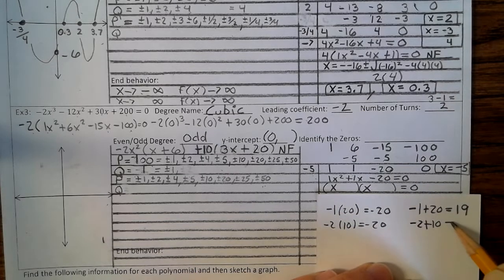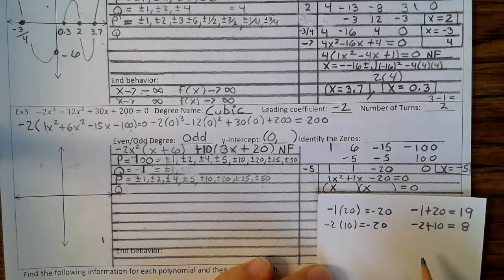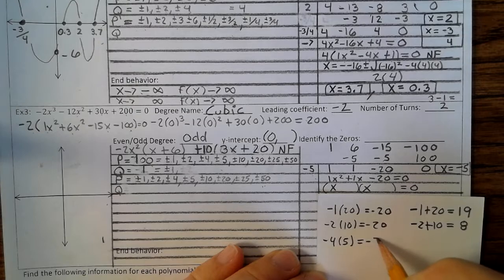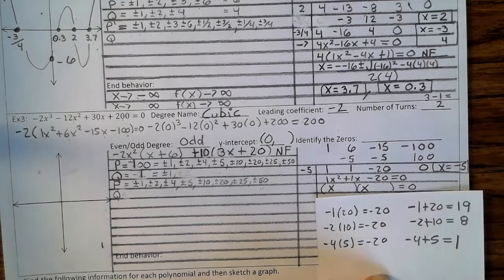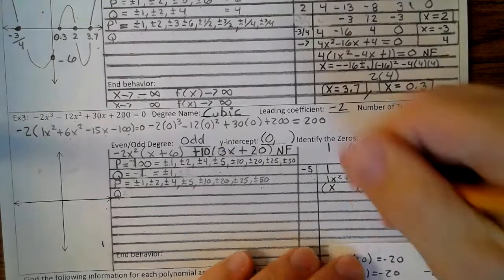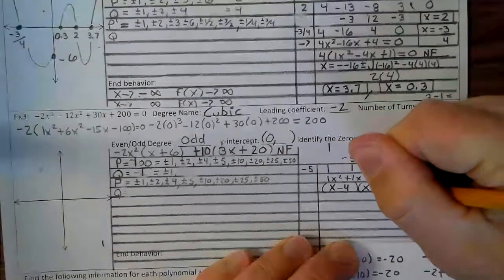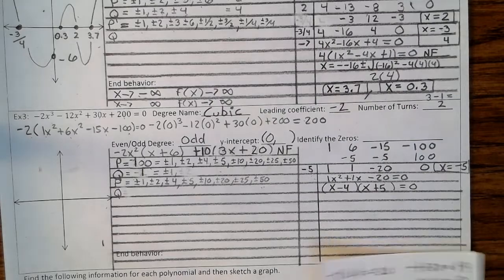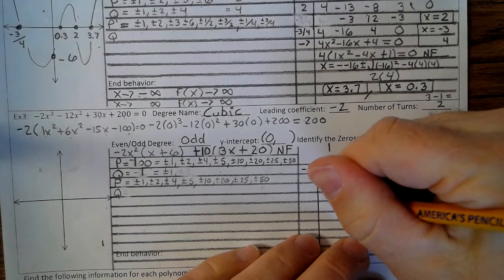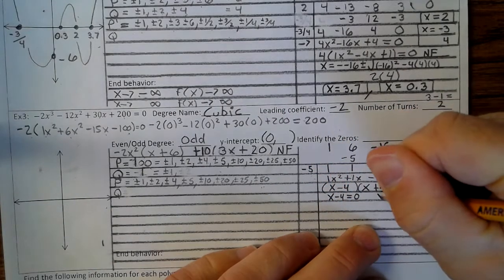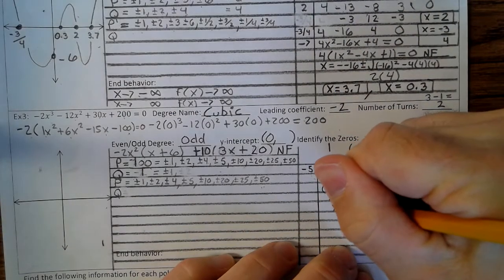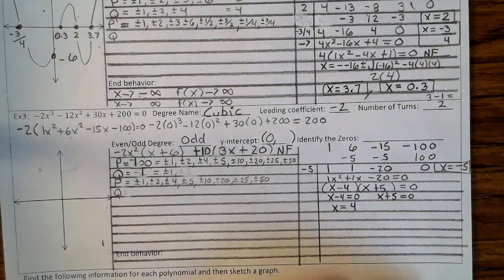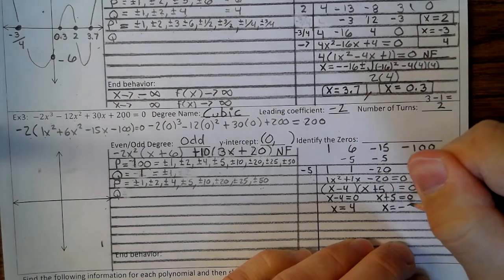Negative 2 plus 10 is 8. That didn't work. Negative 4 times 5 is negative 20. Negative 4 plus 5 is 1. That works. So our factors are x minus 4, x plus 5. So x minus 4 equal to 0. X plus 5 equal to 0. So x equals 4. X equals negative 5.